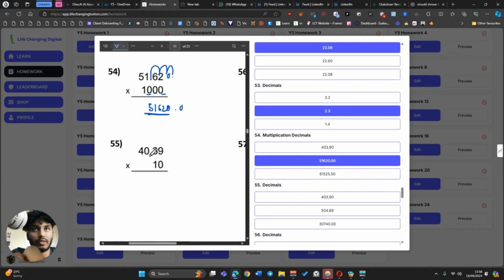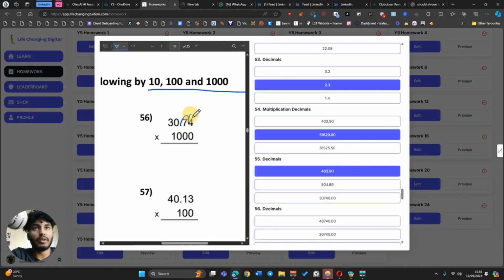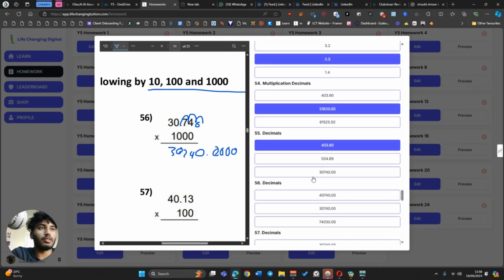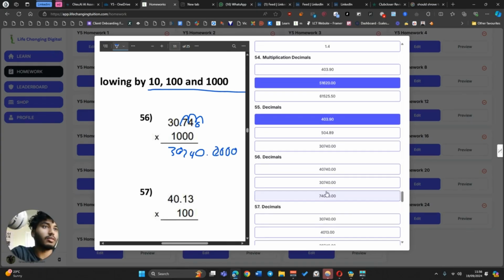Question 55. This is just 1 0, so we can move it once. So that'll be 403.9. This one is 1, 2, 3. So it's going to be 30740. And as you should know, if there's a 0 behind the decimal point, it's still the same number. You can add infinite number of zeros here. It's still the same number. So 56, the answer is this one.